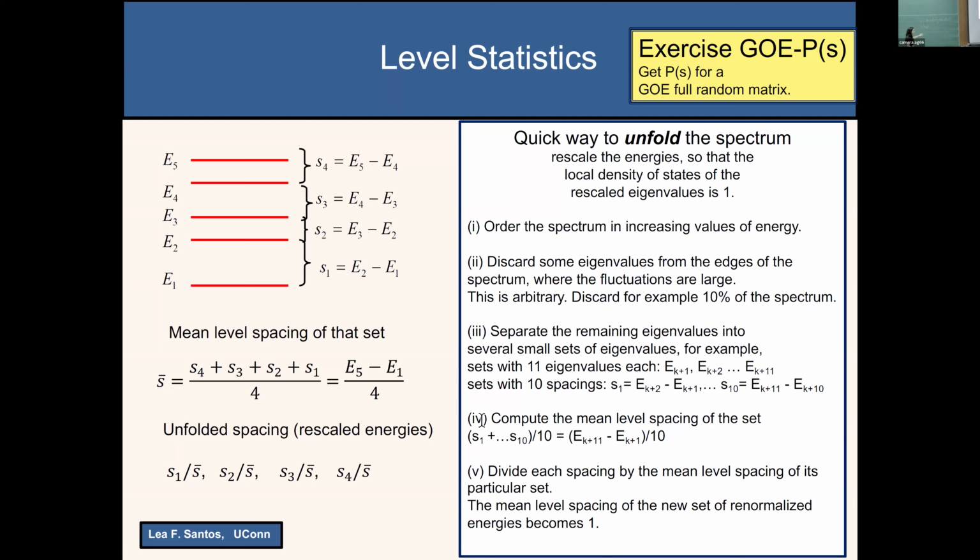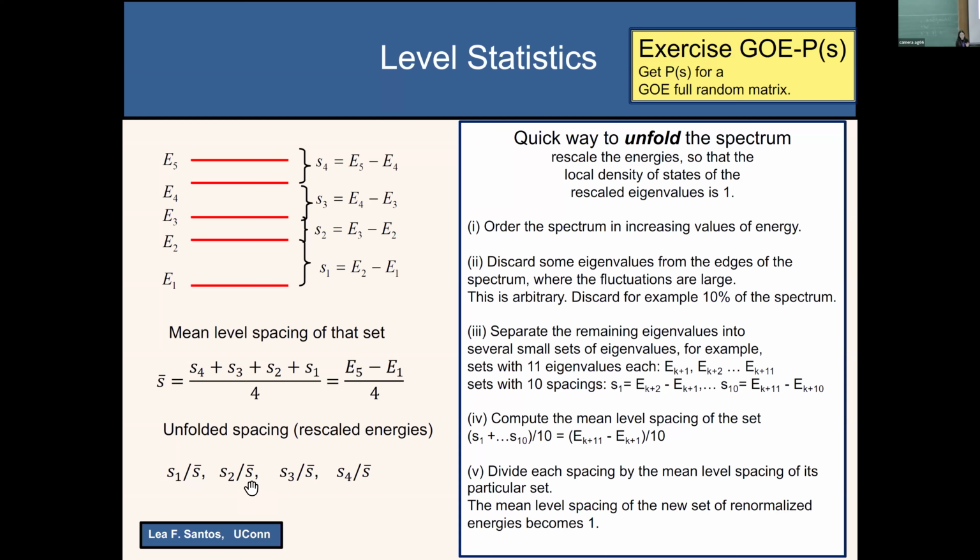Once we did that, then instead of playing with those spacings that I told you in the beginning, those raw levels, you play with the new ones, divided by this mean. So this will guarantee that the mean level spacing now is 1. So that's the unfolding procedure. You see, it's very simple. So we are going to be playing with these rescaled spacings, and that will give you a nice Wigner-Dyson if the system really has level repulsion.